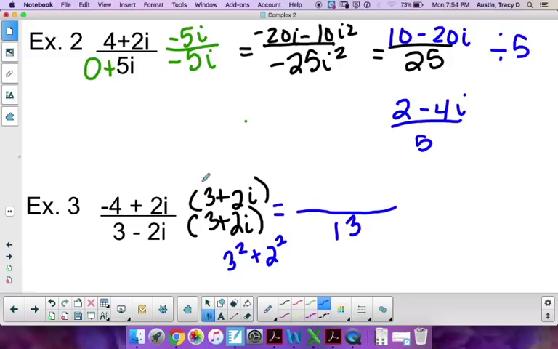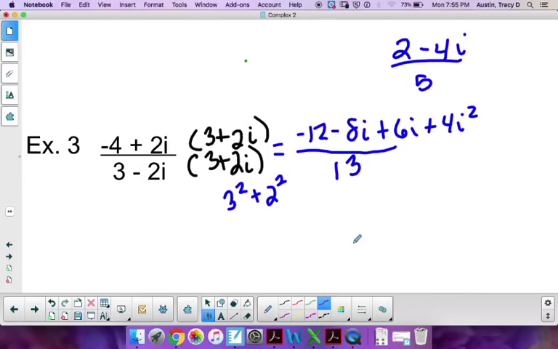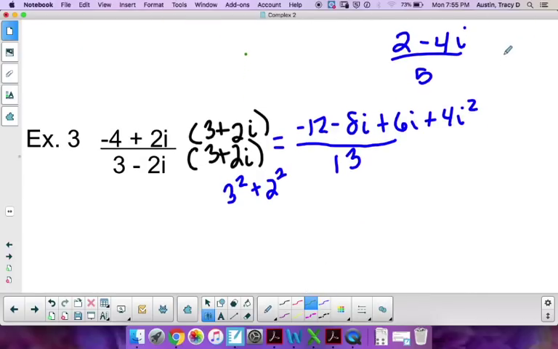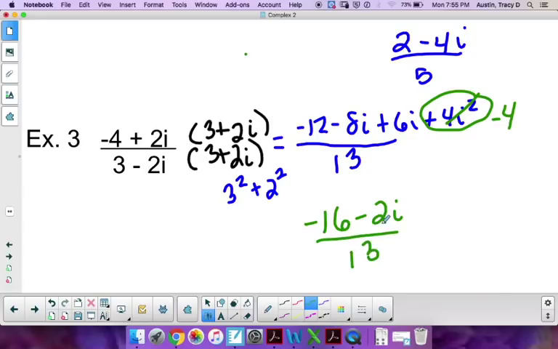And then the top, again, we're going to do a double distributing, negative 4 times both and then 2i times both. That's going to be negative 12 minus 8i plus 6i plus 4i squared. So we need to simplify that. Do your i squareds and combine like terms. That's going to become negative 4. So we have negative 12 minus 4, that's negative 16. And then we have negative 8i plus 6i, that's negative 2i, all over 13. It's not going to simplify any further, but this is okay because it has a real number in the bottom.